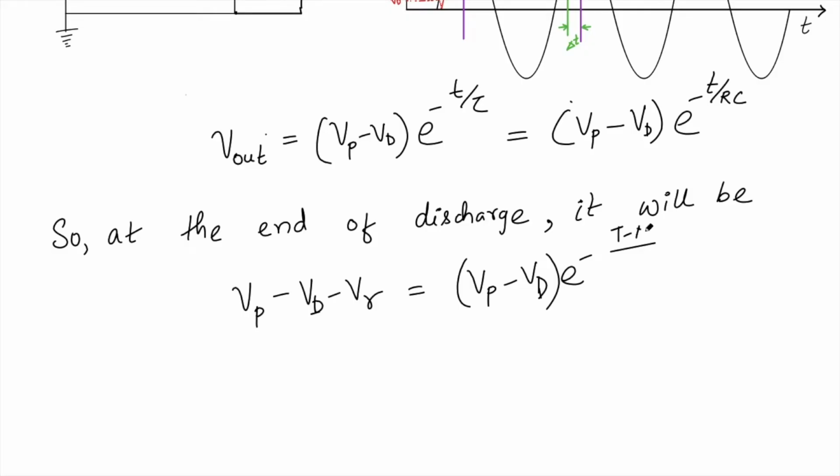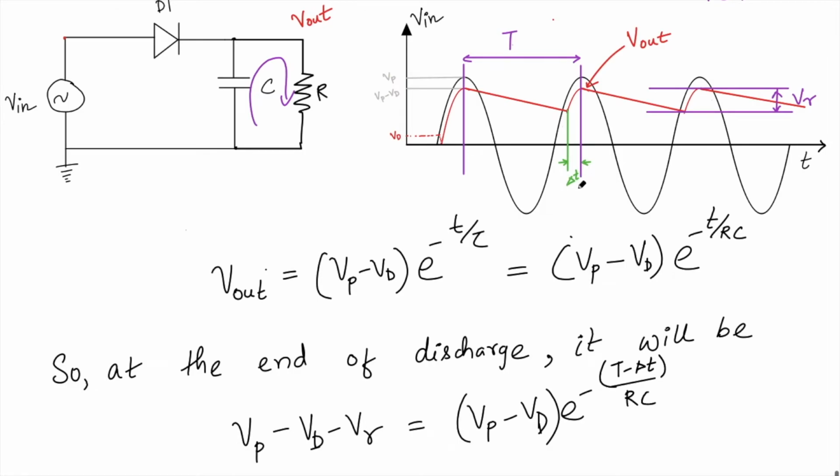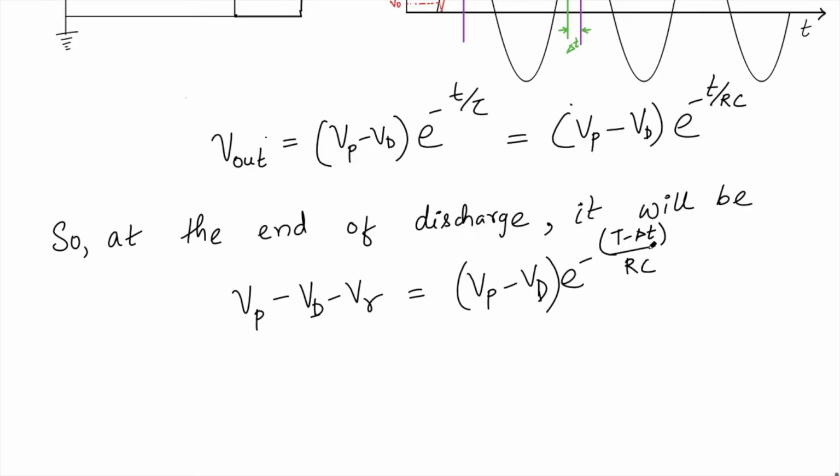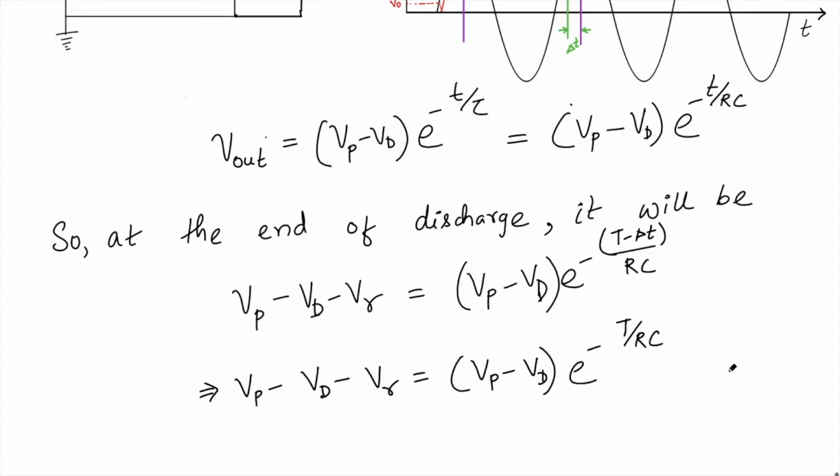So this will be T minus delta T by RC, okay? And assuming that this delta T is much smaller than T, we need to do this approximation to simplify this whole expression. So I can approximate this whole thing with T. What I can get is VP minus VD minus VR is going to be VP minus VD e power minus T by RC, okay? Of course, it will not be equal, it is approximate.